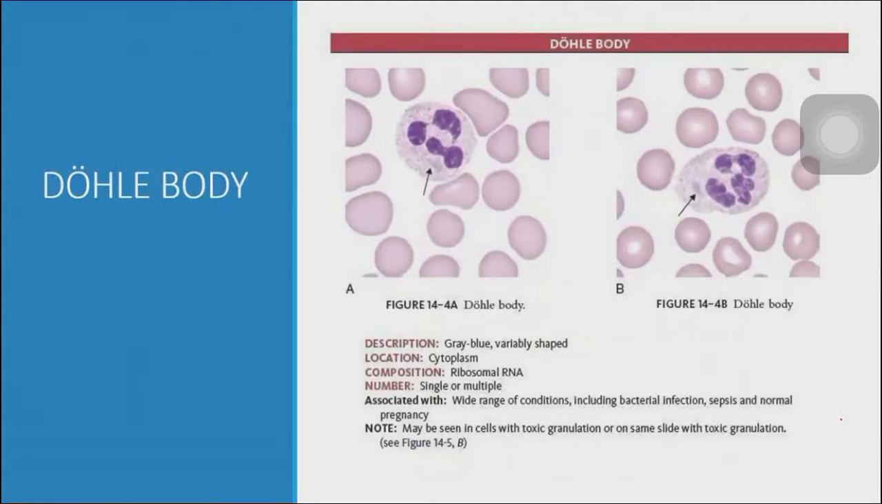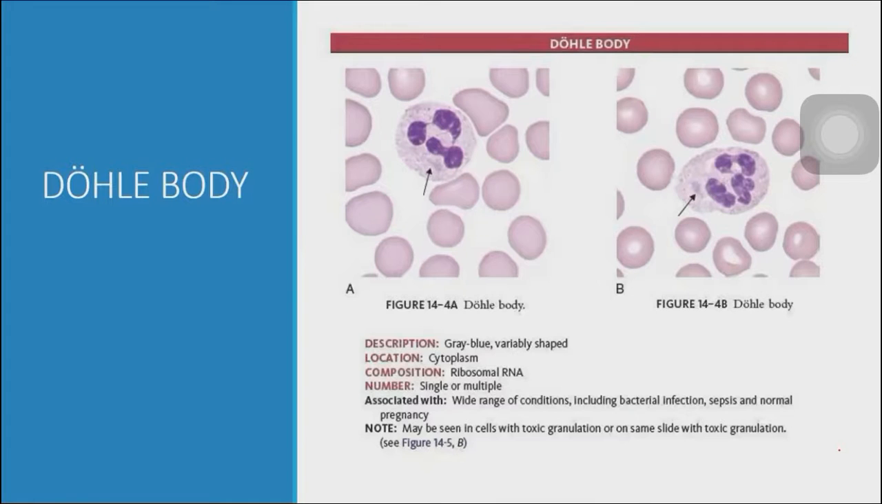Next, we have Döhle bodies. Döhle bodies are gray-blue, variably shaped inclusions that stain light blue, and they are thought to be remnants of ribosomal RNA, or composed of ribosomal RNA. They are associated with a variety of conditions that may include bacterial infection, sepsis, and normal pregnancy.